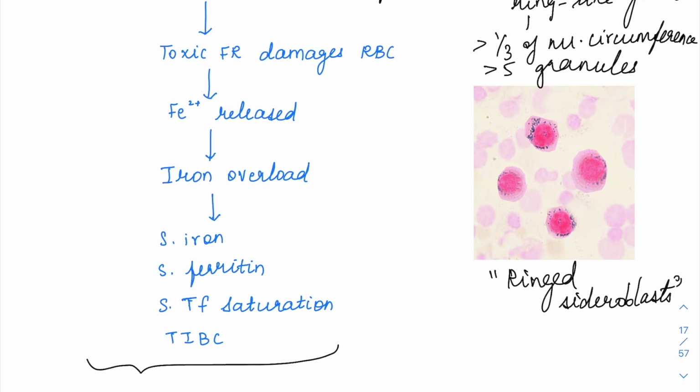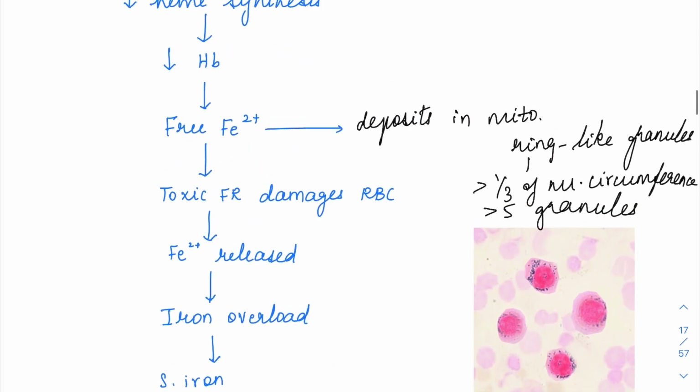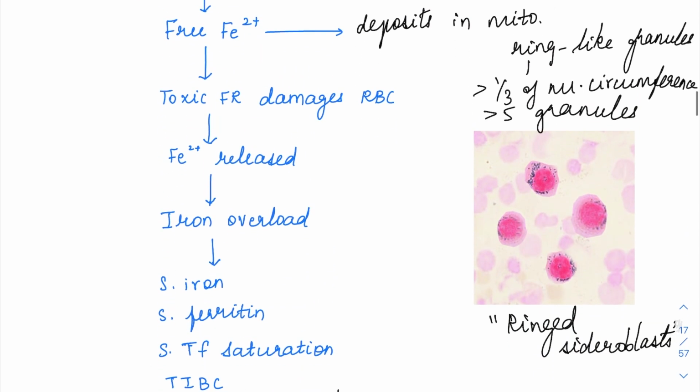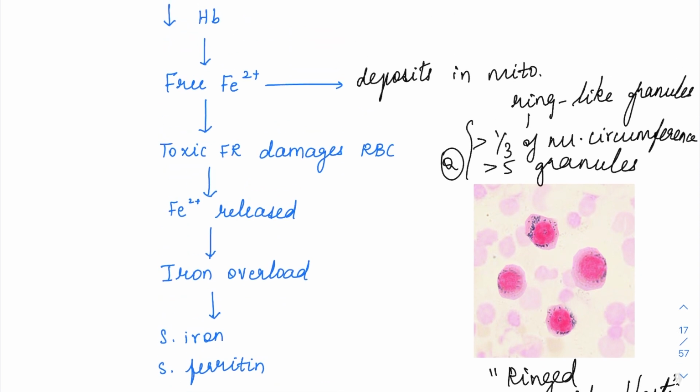So where else did we see ringed sideroblasts? Yes, in MDS. In myelodysplastic syndrome, in RBC the feature was ringed sideroblasts, in WBC pseudo-Pelger-Huet anomaly, and in platelets it was spawn ball megakaryocytes. So ringed sideroblasts can be seen in sideroblastic anemia, and this is the definition for ringed sideroblasts. This free iron deposits in the mitochondria, forming the ringed sideroblasts.